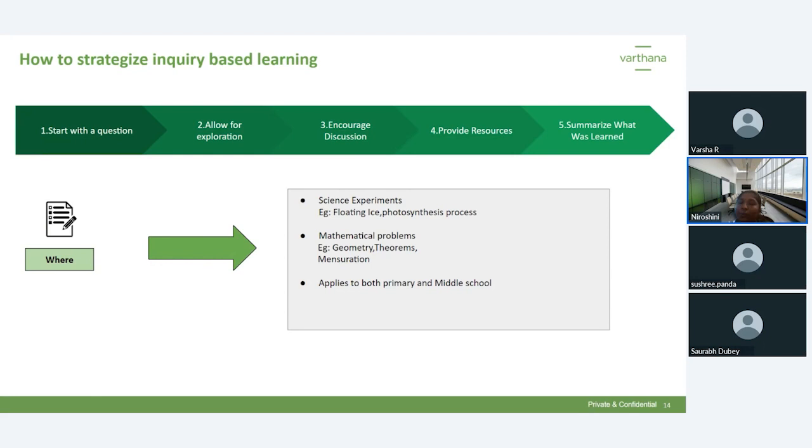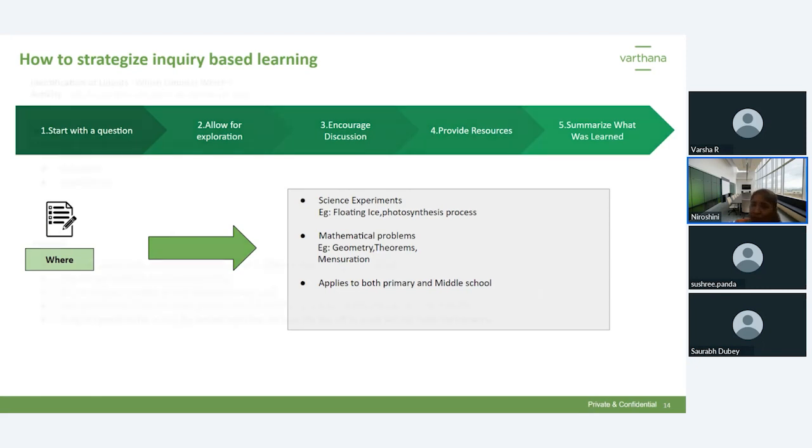Starting from science experiments, inquiry-based learning works best in the science subject. We can use it for science experiments, like I've given a couple of examples here. If you look at the slide: floating ice, the photosynthesis process. They may know the topic, or they may not know the topic, so they can use this process to understand the concept better. Also, in mathematical problems, geometry especially, they need to understand the process and then reflect on it. Sometimes theorems and mensuration also. As I mentioned, this is applicable for both primary and middle school.